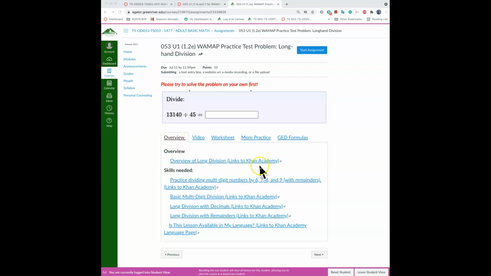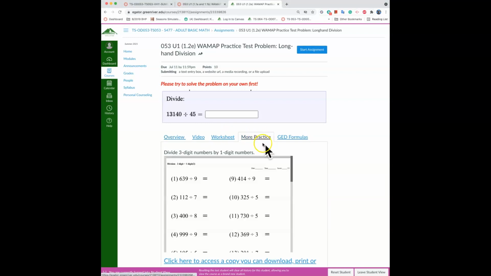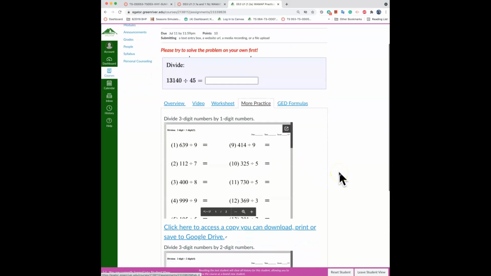We have an overview with links to Khan Academy, different ways you can do division with decimals or not. You can find the lesson in another language, and this video will be on this tab. We will have a screenshot of my tablet on this page, the worksheet page, to show you what your worksheet should look like.